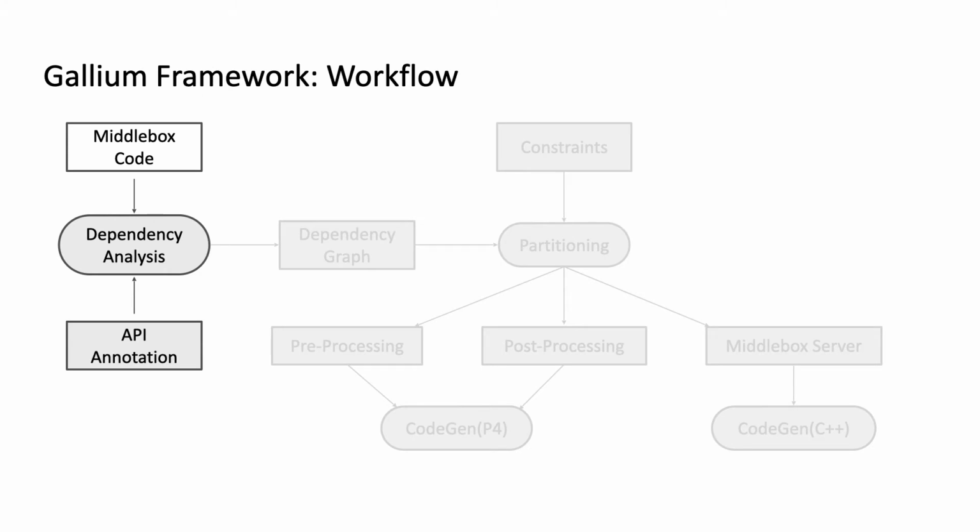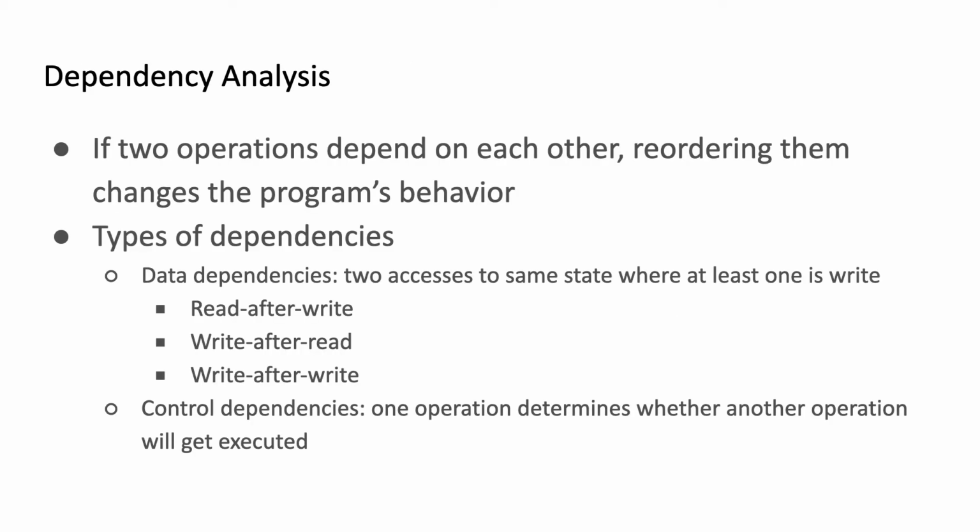The very first step of Gallium's workflow is that we need to perform a dependency analysis on the input middlebox code. Dependency analysis is important because for two programs, if all the operations that depend on each other are executed in the same relative order, then these two programs will have the same behavior. If two operations that depend on each other get reordered, then the program's behavior will change.